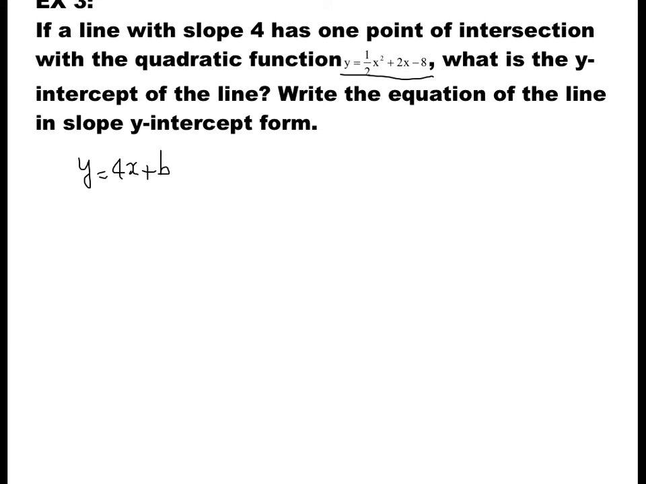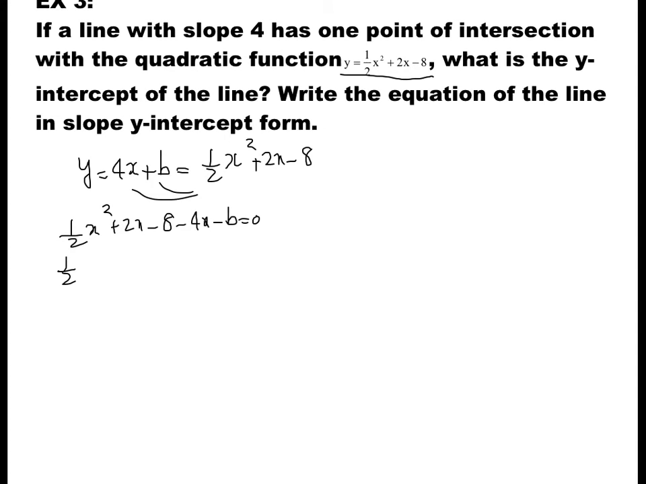Now, we want to find the point of intersection between this line and the quadratic, half x squared plus 2x minus 8. So we can use the substitution method as we discussed before and find the points of intersection. So I'm going to move these to the right. I get half x squared plus 2x minus 8 minus 4x minus b is equal to 0.